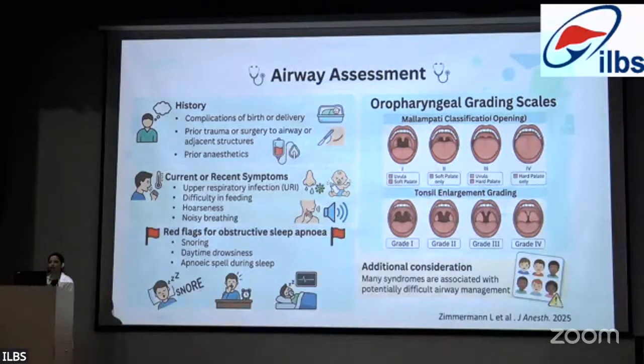So coming to airway assessment, in history, we take birth history, any preterm history or any relevant birth history, ICU admission, any previous surgery, any prior anesthetic exposure. Current or recent symptoms of URI, difficulty in breathing, hoarseness, or noisy breathing. Red flag signs for obstructive sleep apnea: snoring and apneic spells during sleep. A syndromic child is already a potential difficult airway. So apart from the regular Mallampati classification which we use for adults, we have to see tonsillar enlargement also in the pediatric population.